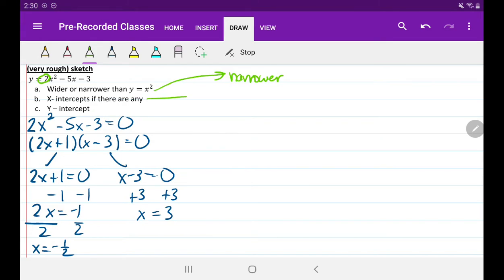The x-intercepts are going to be negative 1/2 and 3. And then your y-intercept, well, remember you get your y-intercept from plugging 0 in for x, or it's just your c term, right? So in this case, we can see it right here. It's going to be negative 3. So we can say y is negative 3. All right, so those are all our answers for number 1.